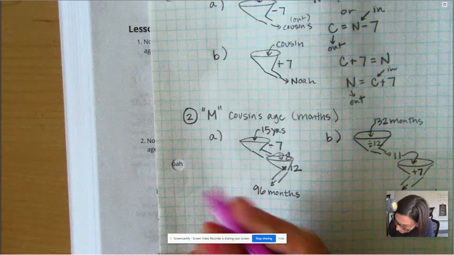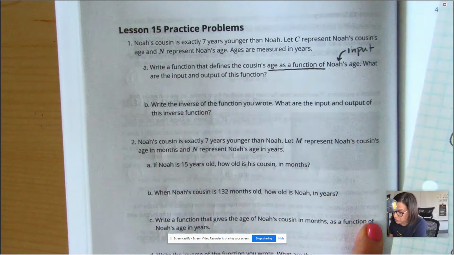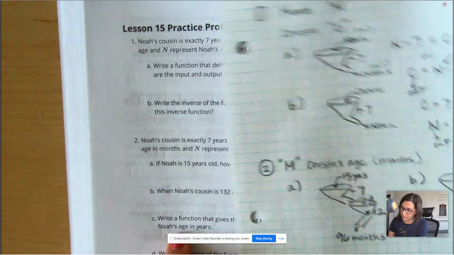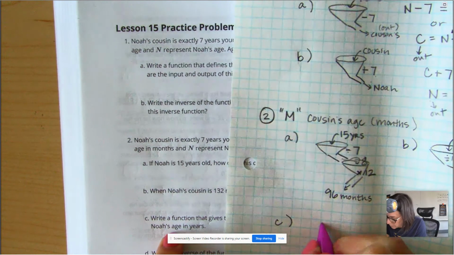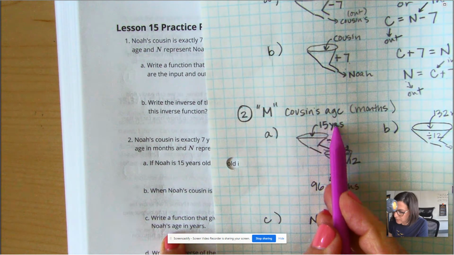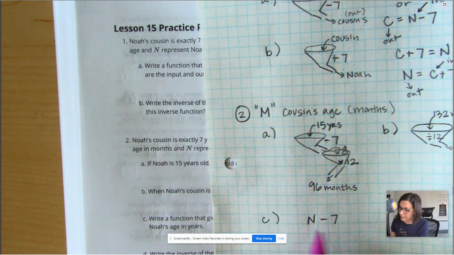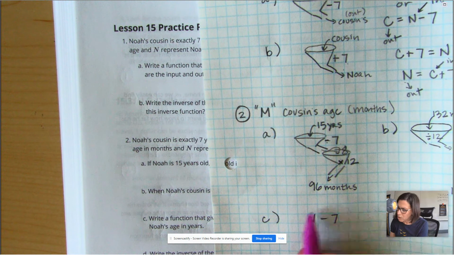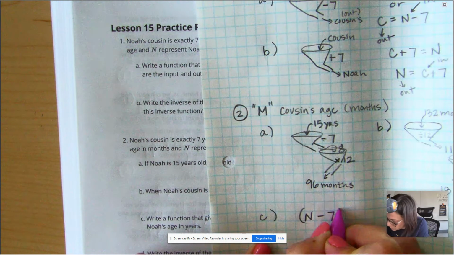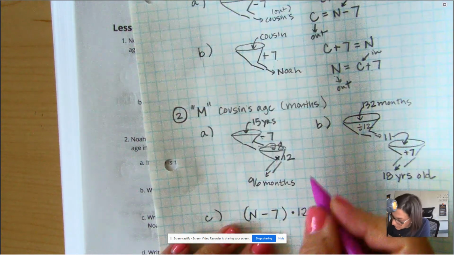Write a function that gives the age of Noah's cousin in months as a function of Noah's age in years. Let's think about what we did here. We started with Noah's age, let's call that n. Then we subtracted 7. After we got that answer, we multiplied by 12. So to make sure we multiply all of this by 12, let's put it in parentheses, times 12. You can put the 12 in front or the back. And what did that equal?